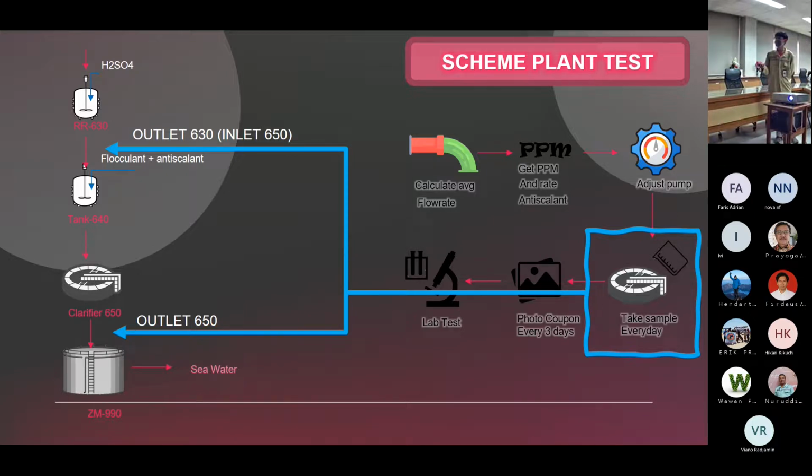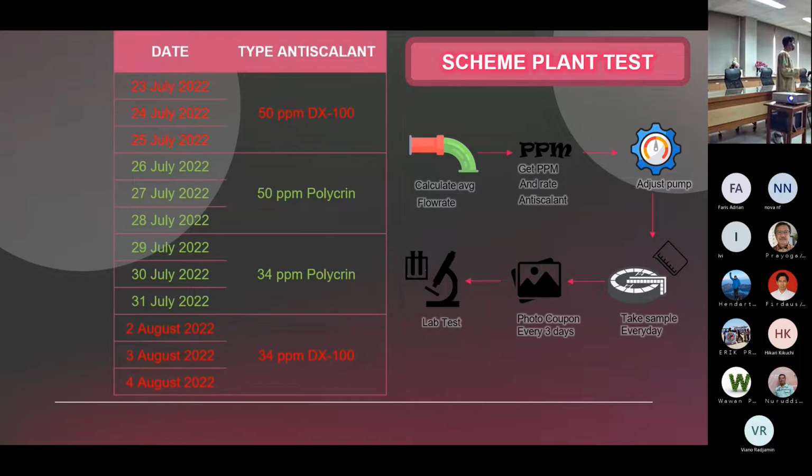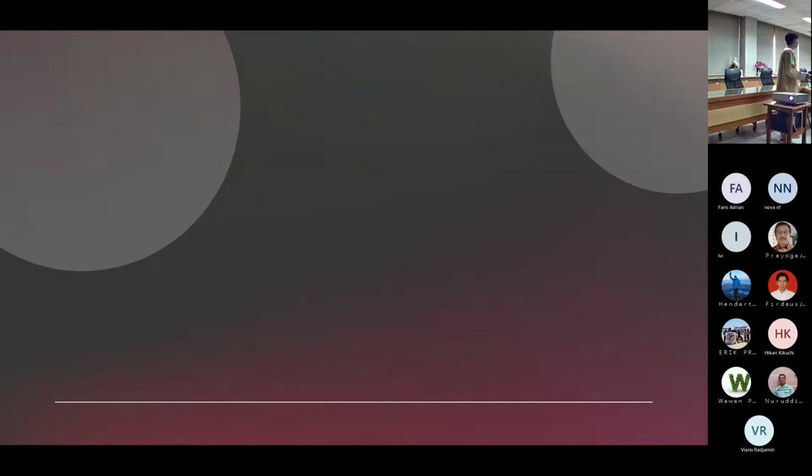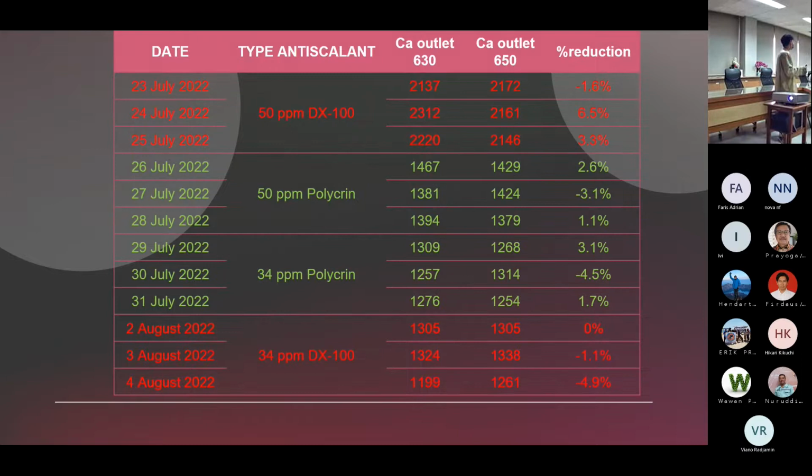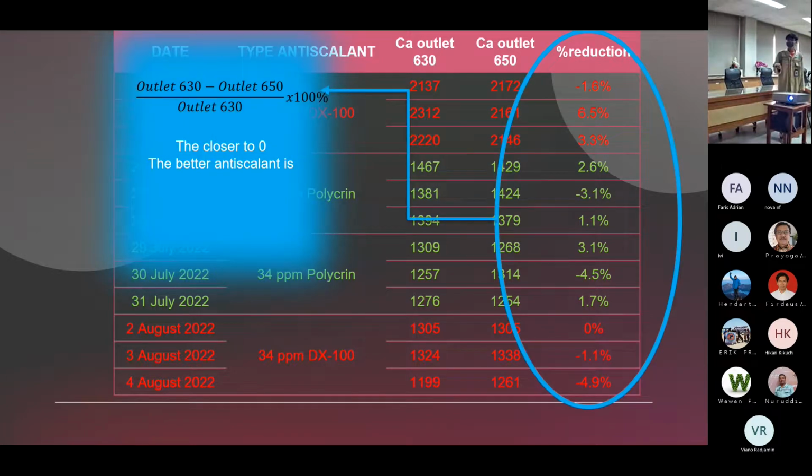Then we photograph the coupon every 3 days as a visualization, and we did a lab test. Then we get this result. The percent reduction means the percent of calcium ions that will be scaled, and the closer to 0, the better the anti-scalant is. But with this formula, a negative percent reduction is impossible, so some of this data is invalid.